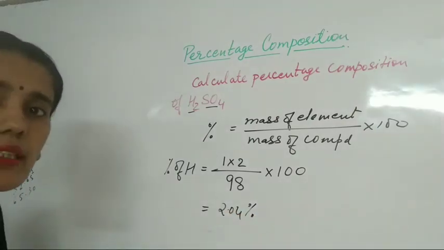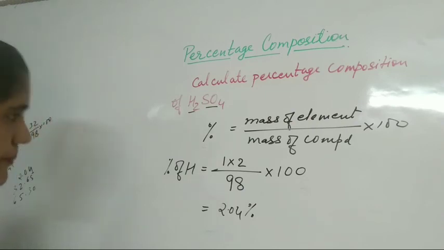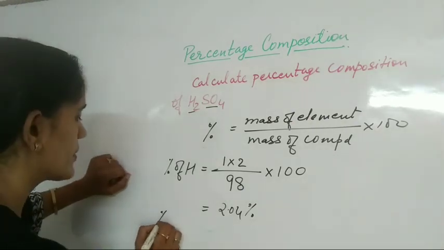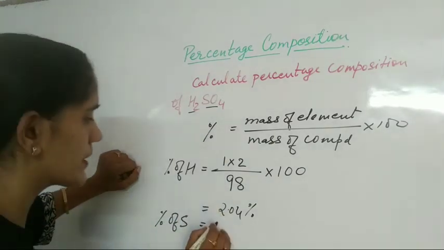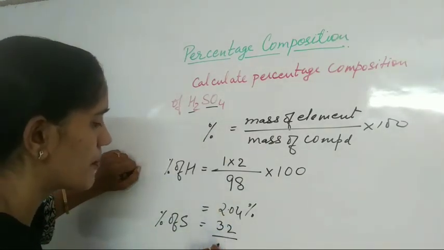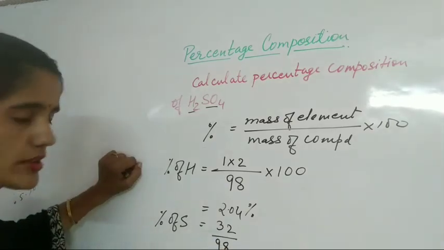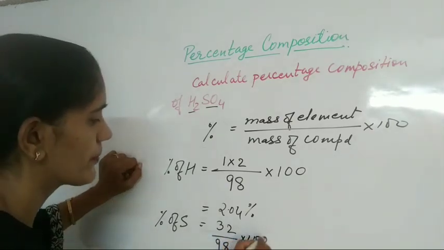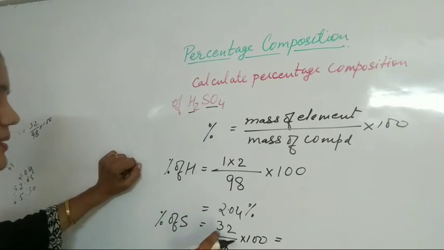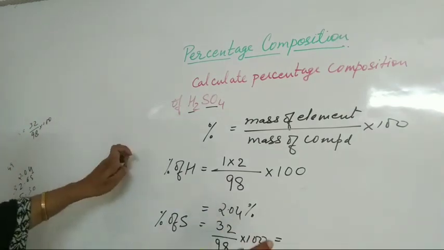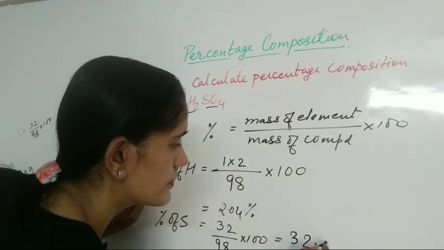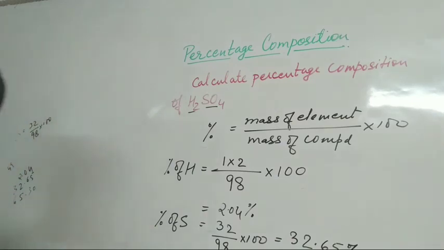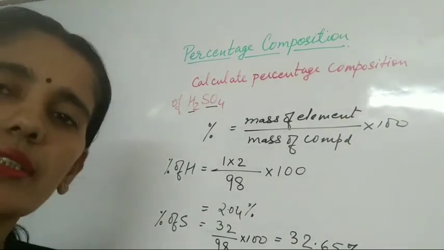Now the percentage of sulfur. Percentage of sulfur equals mass of sulfur, that is 32, divided by mass of compound, that is 98, into 100. When we calculate this, it will be approximately 32.65.